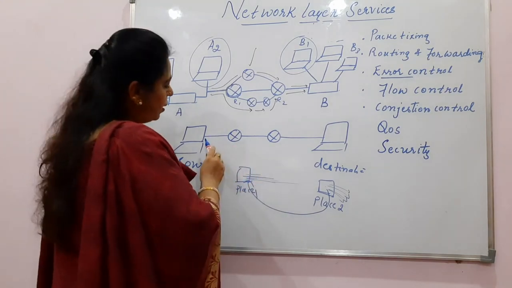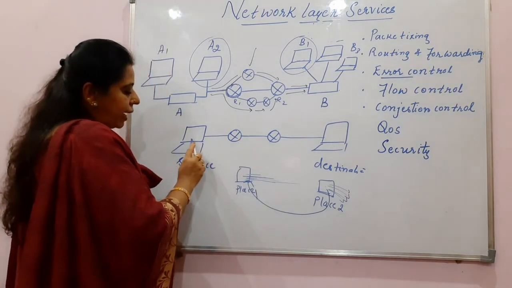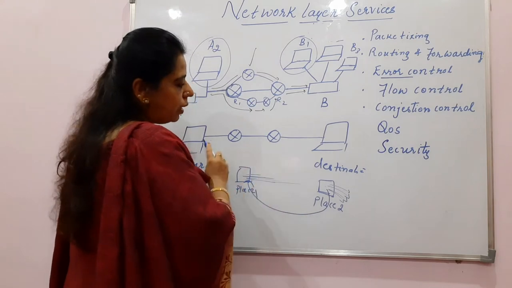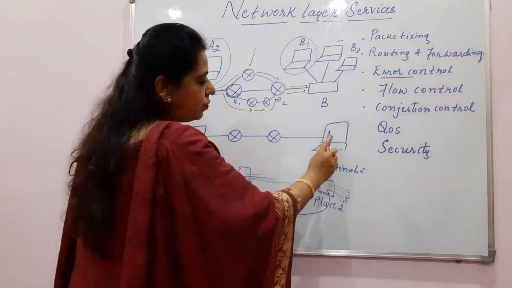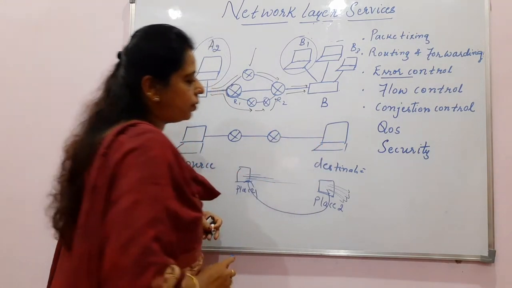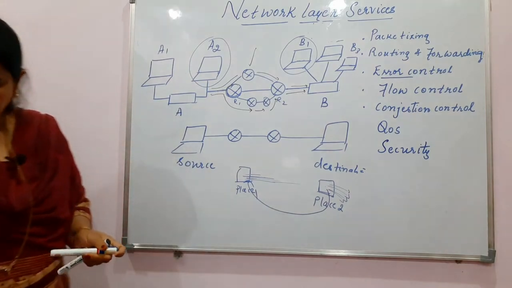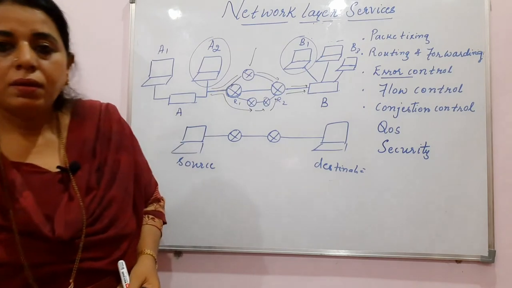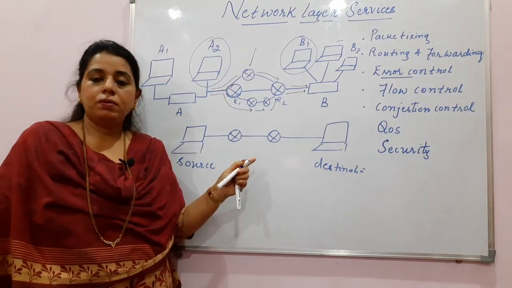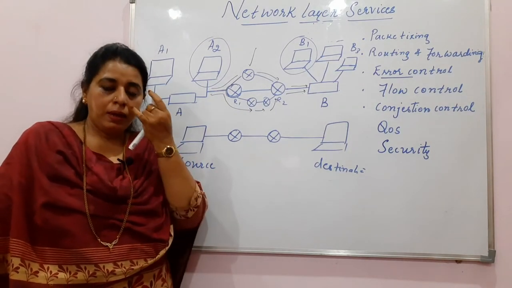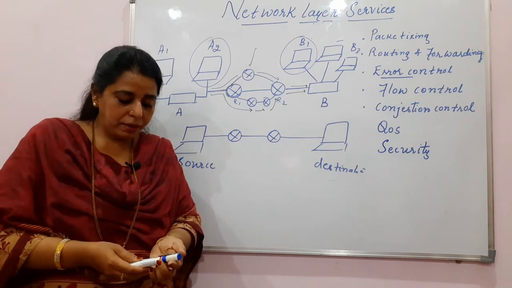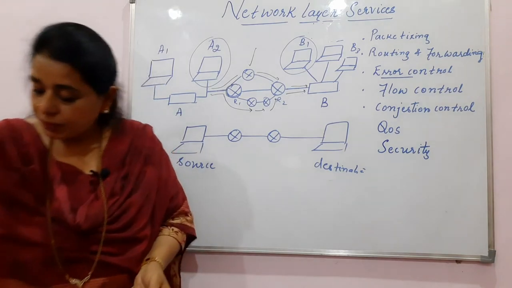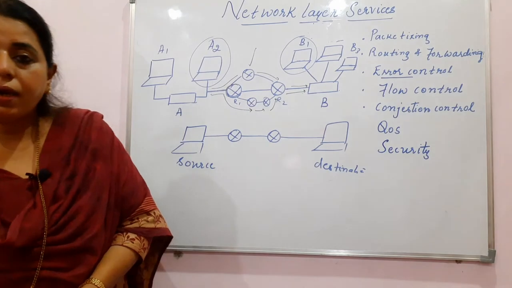That is how here also, you can assume the packets coming from the source should match the rate at which the packets are getting processed at the destination. That was about the flow control. So even the flow control is not completely implemented in the network layer. The next is the congestion control.